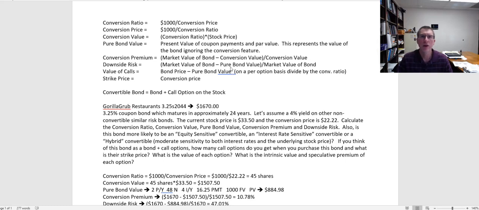In this video, what we're going to do is some calculations on a convertible bond, and specifically tie it to the idea that a convertible bond is equal to a bond plus a call option on the underlying stock. So we're going to calculate what the value of that bond is, what the call options are worth, how many options there are, what the speculative premium is, and what the intrinsic value is, and break down this equation in much more detail.